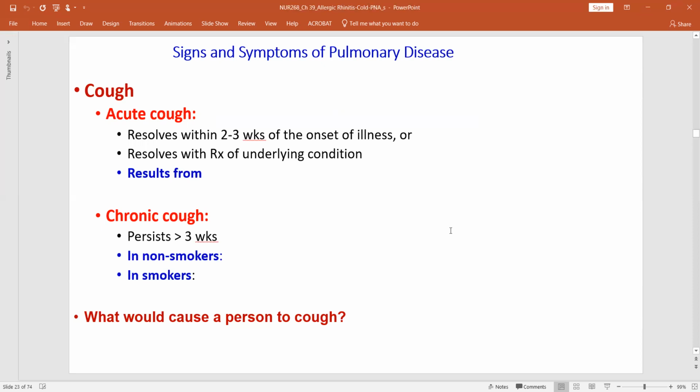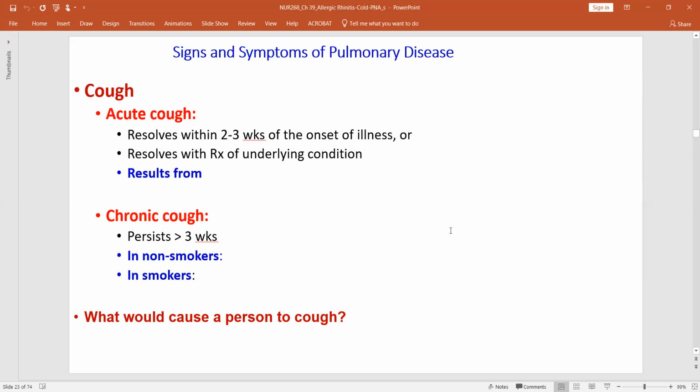Chronic cough, which persists more than 3 weeks, that becomes chronic, and that in non-smokers would result from post-nasal drainage syndrome, or due to asthma, or patients with gastroesophageal reflux disease, GERD. And the smokers would be people who have chronic bronchitis. Sometimes, with chronic cough, we have to rule out lung cancer, so we have to investigate and assess the patient for further testing to rule out lung cancer.